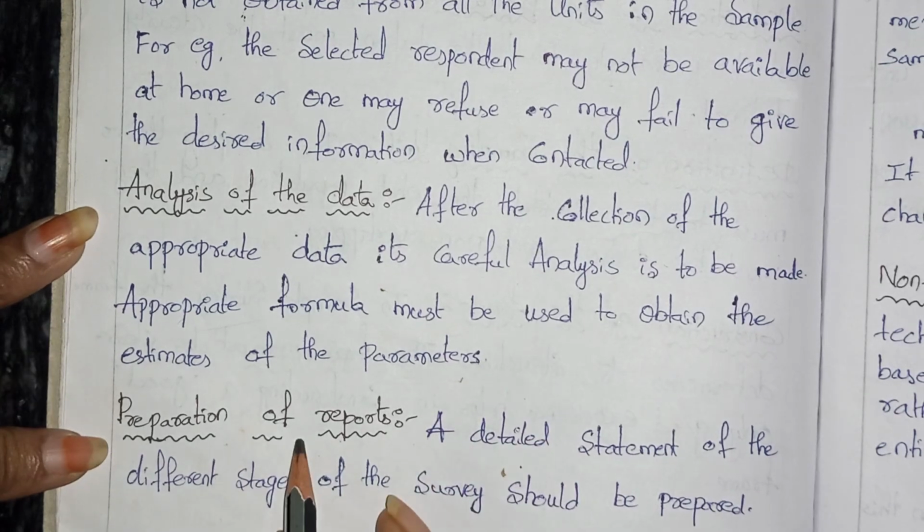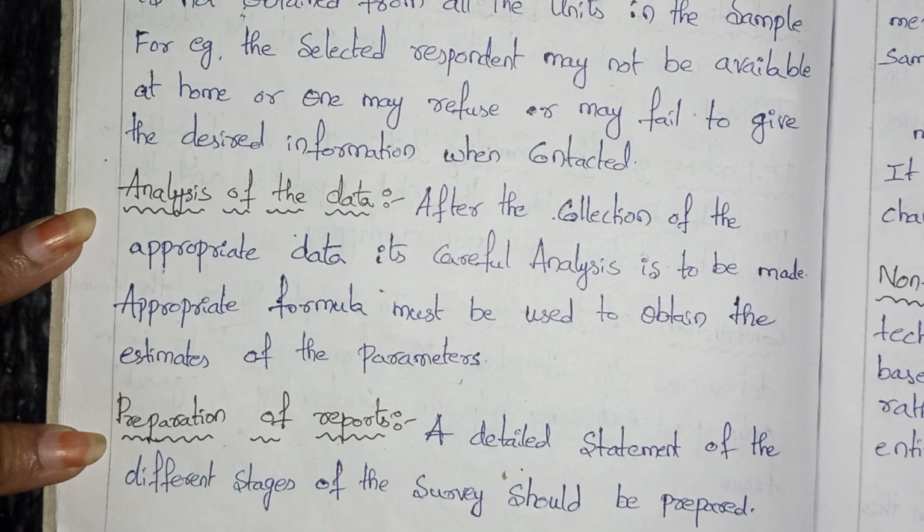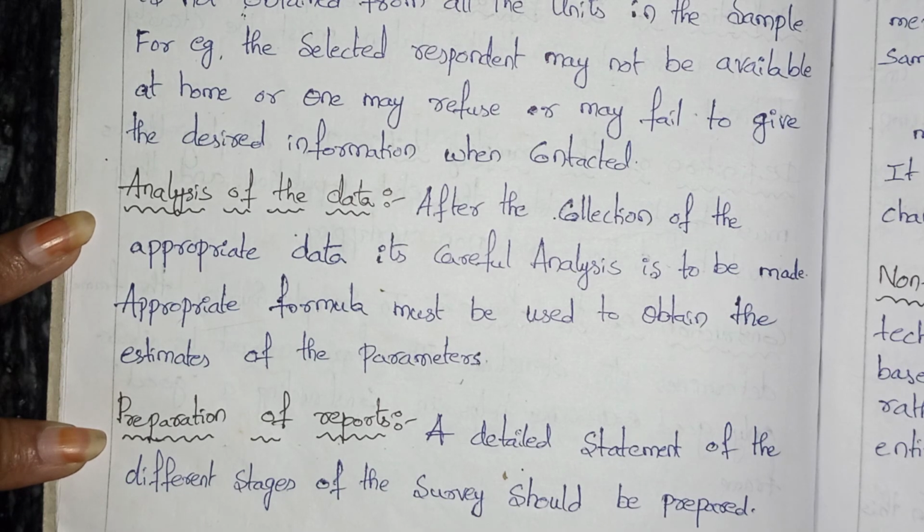Next, preparation of reports. A detailed statement of the different stages of the survey should be prepared. Preparation of report means that in every stage we have to make a clear and perfect report, so that the person who wants the information related to this survey will understand clearly. So this is about this question. Hope you all understand this question. This is a very important question.